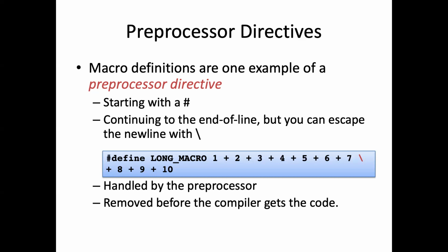The definition of the macro is continued on the next line. We'll use this to define macros that are too long or not easy to read if we wrote them all on a single line. So this would let us define macros that extend across multiple lines.